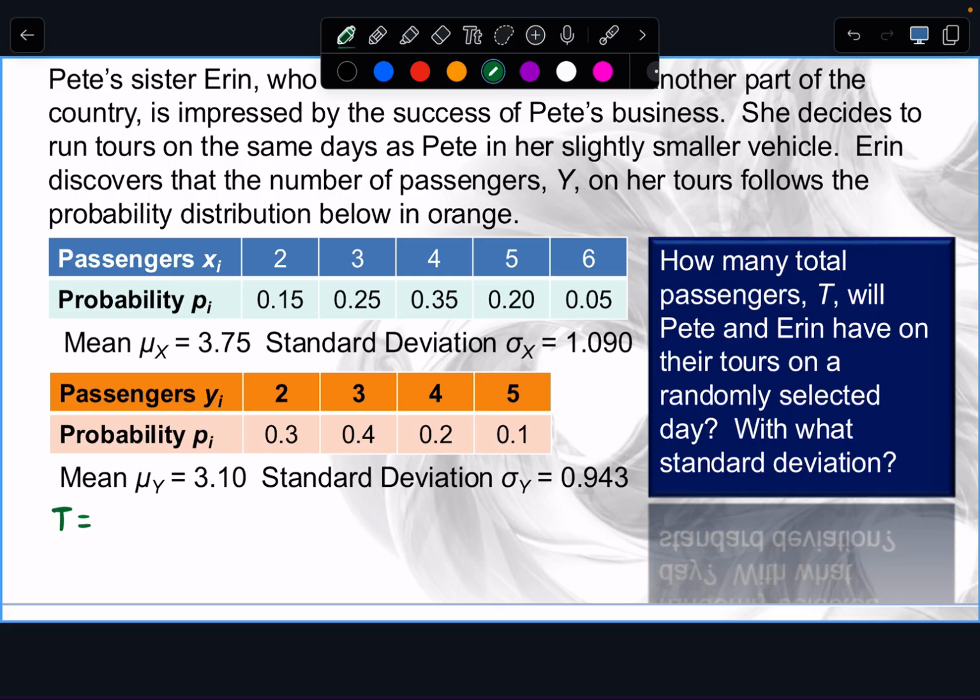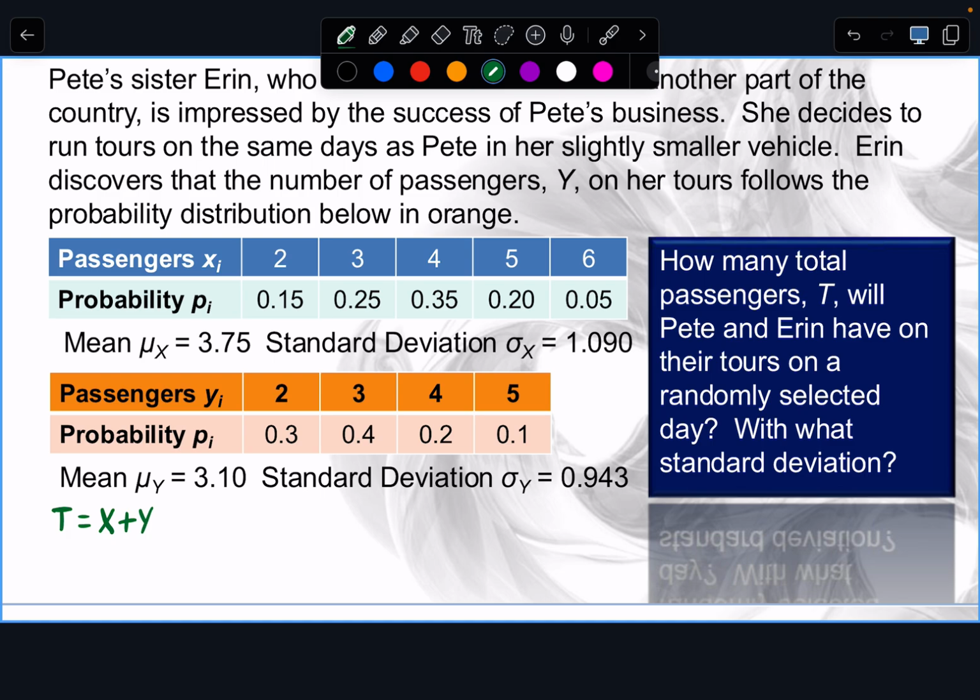Would you add the 5 plus 6 passengers? We don't want to talk about specific values yet. Just in general, if I want to define t, how do I define t using the 2 variables we've already defined? How would I calculate the total number of passengers on a given day? I would take x plus y. I take Pete's number of passengers plus Erin's number of passengers, right? So the first thing I have to understand is what exactly am I doing with these variables? So in this case, we're adding the variables together. We're taking the number of passengers Pete has on a given day plus the number of passengers Erin has on a given day.